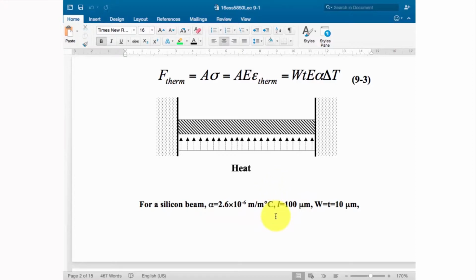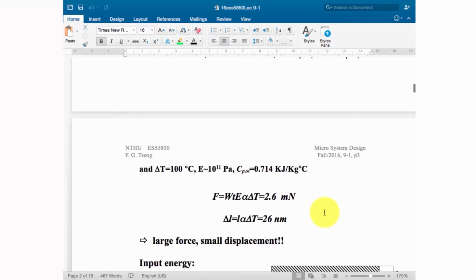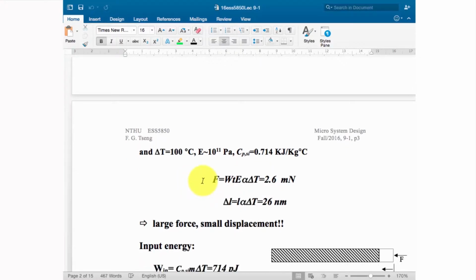So now we want to design a beam with a length of 100 micron. The width and thickness are 10 micron. It's a pretty small beam. Okay. So now we plug in those conditions, and also we want to elevate the temperature by 100 degrees C, from room temperature to 125 maybe, degrees C. And then plug in the Young's modulus here for silicon. And we also consider the thermal capacitance of the beam. So you can have some kind of reference book which can give you this kind of value. In the end, we found the force generated by this temperature elevation will become 2.6 millinewton.